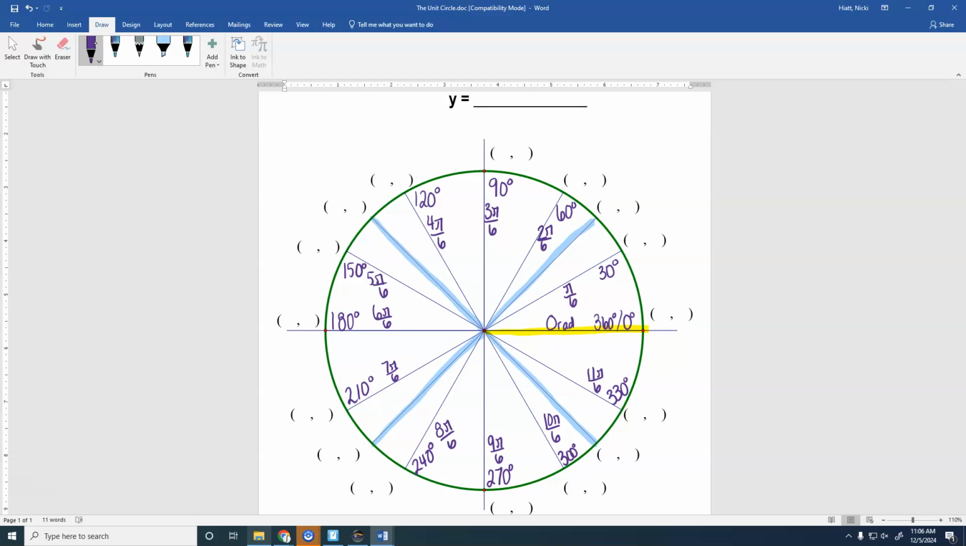Okay, those are my radian equivalents. So we're just counting around. Pi over 6, 2 pi over 6, 3 pi over 6, 4 pi over 6, 5 pi over 6, 6 pi over 6, 7 pi over 6, 8 pi over 6, 9 pi over 6, 10 pi over 6, 11 pi over 6. You can do 12 pi over 6 if you want over here. I've run out of room, so I'm not going to. All right, does that make sense how we're doing it?